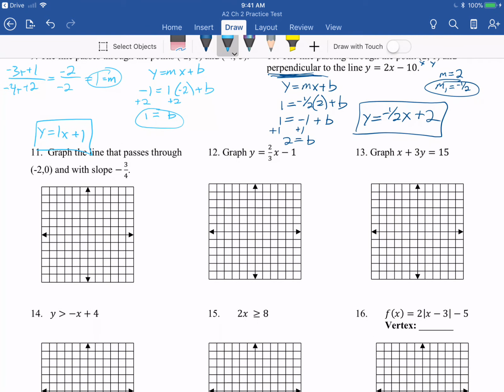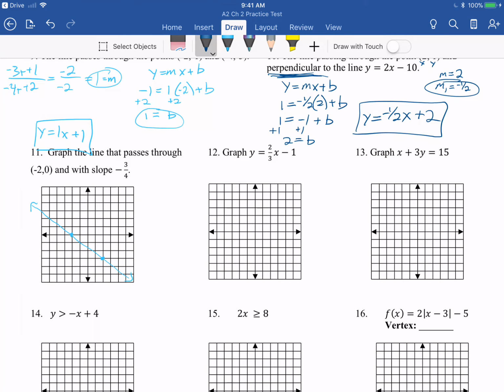Number 11 is graph the line that passes through -2, 0. So -2, 0 is right here and has a slope of -3/4. So I go down 3, right 4. That's right there, so that is my line right there. So don't overthink that one. Just graph that point and then just walk your slope of down 3 over 4 from there.